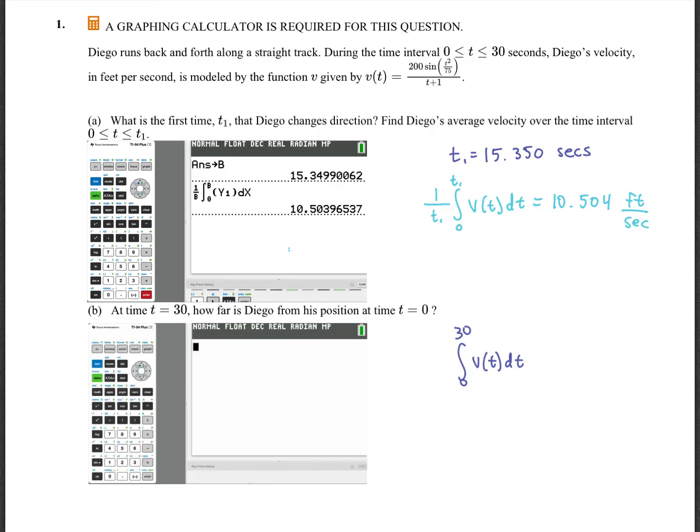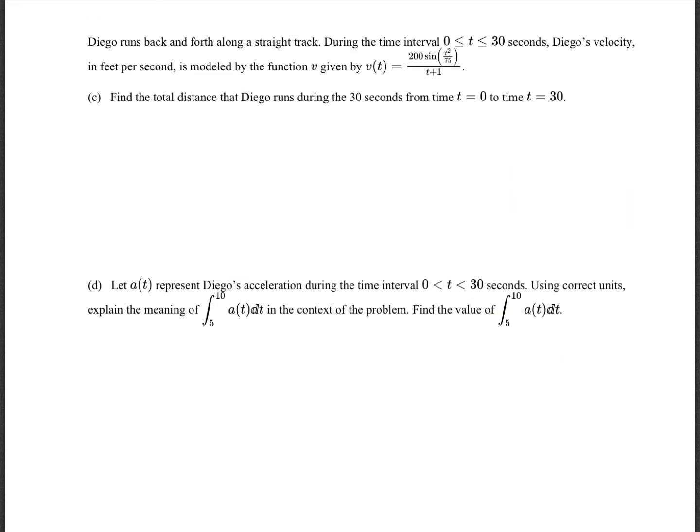Okay, so we'll look at the calculator again. So just go right to math 9, and we're just typing that in, 0 to 30. And then we've already got our velocity function in y1, so we'll just go to y1, put that in there, and then dx. Okay, and that's it. So this will be in feet. This is a displacement, a change of position. That's feet.